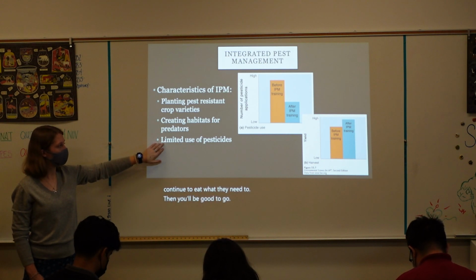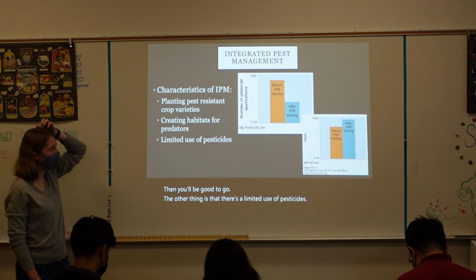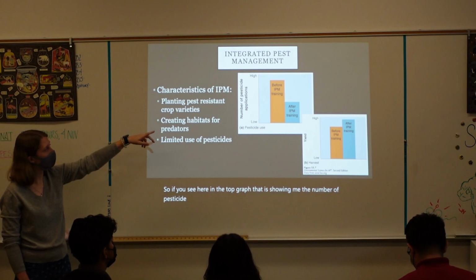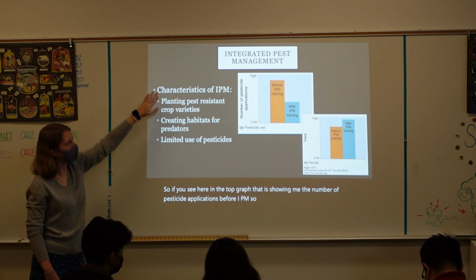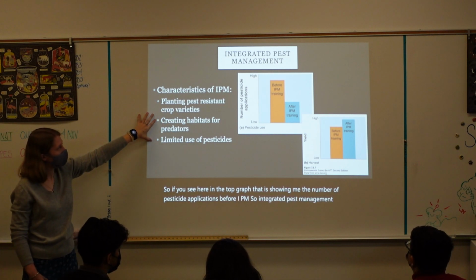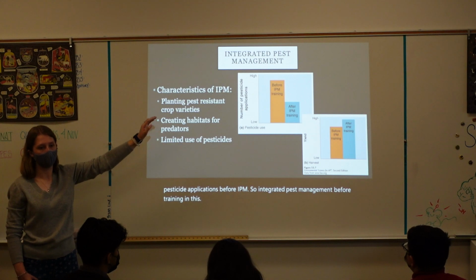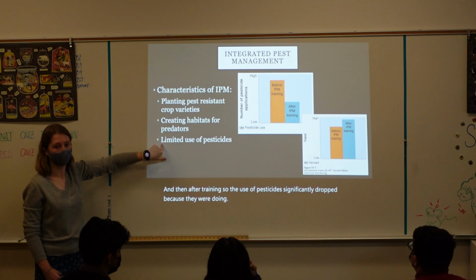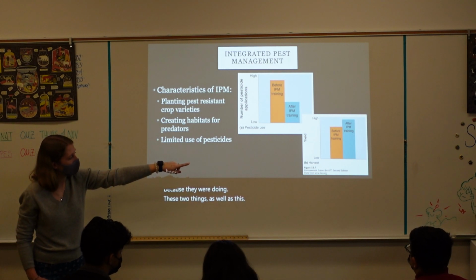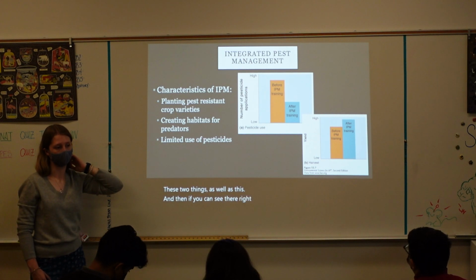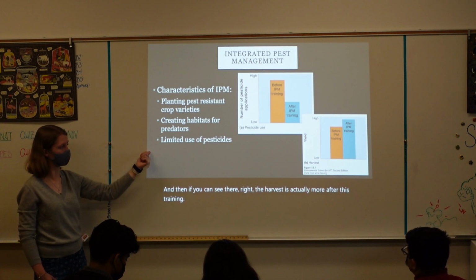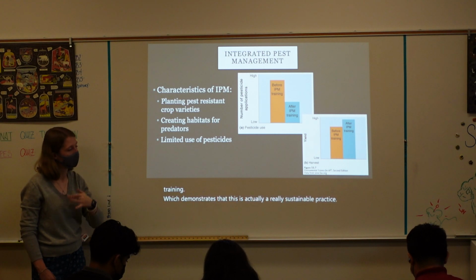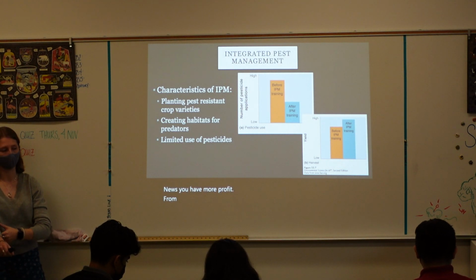The other thing is that there's a limited use of pesticides. So if you can see here in the top graph, that is showing you the number of pesticide applications before IPM, so integrated pest management, before training in this, and then after training. The use of pesticides significantly dropped because they were doing these two things as well as this. And then if you can see there, the harvest was actually more after this training, which demonstrates that this is actually a really sustainable practice, because you have more profit from the crops being harvested.